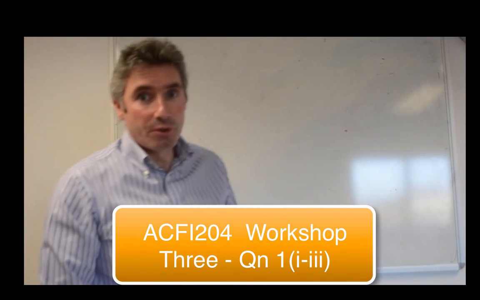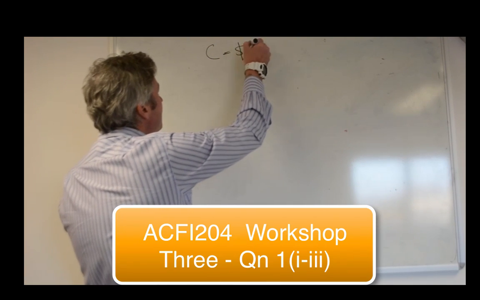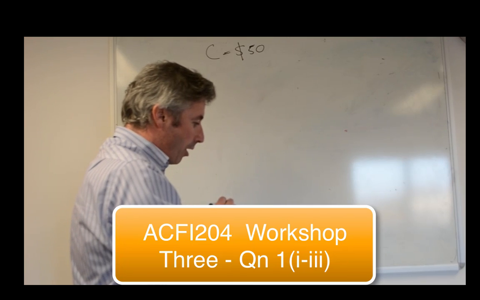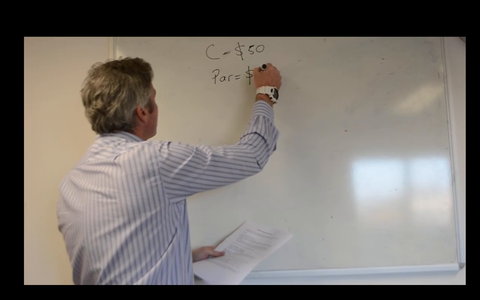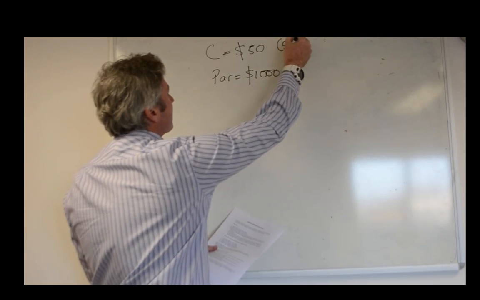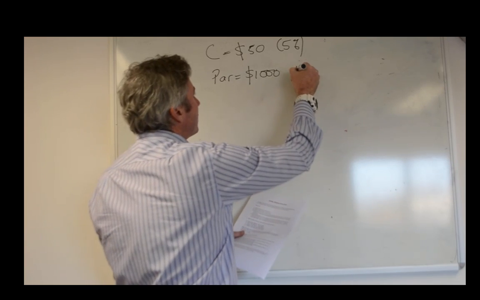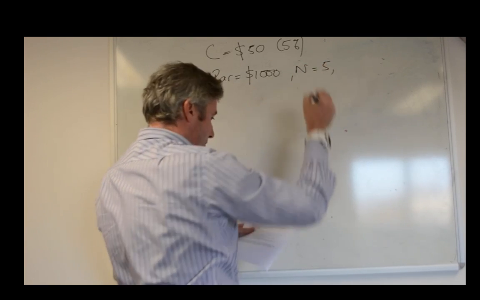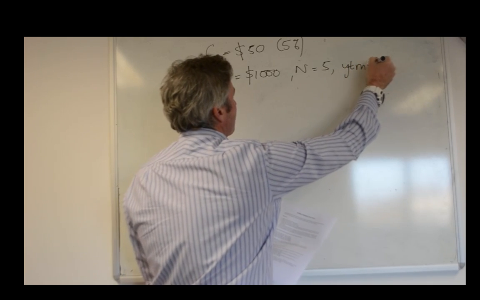So let's begin with question 1, where we have a bond with an annual coupon payment of $50. So the coupon is $50. It has a par value of $1,000. And obviously the coupon is then 5%. You're told it has a maturity of 5 years. And you're told that the yield curve is flat at 10%.